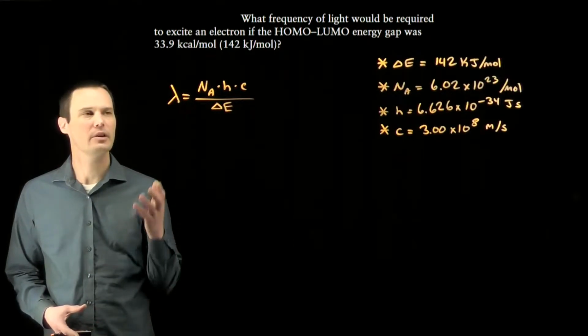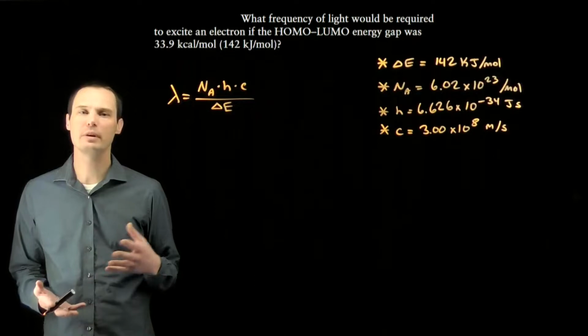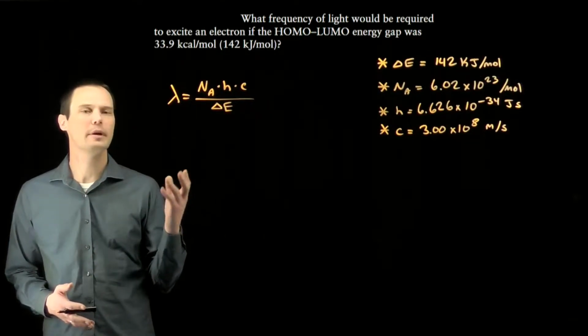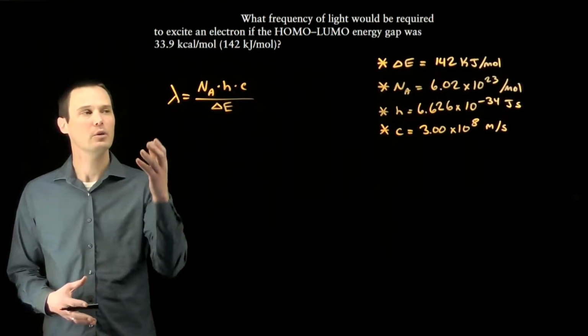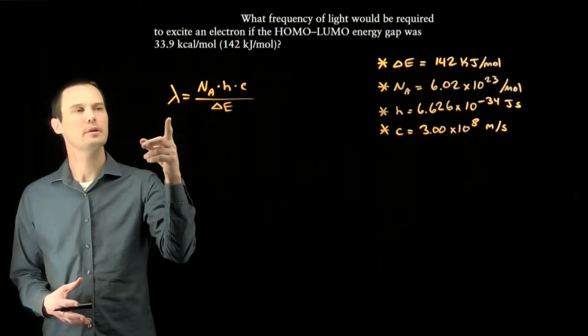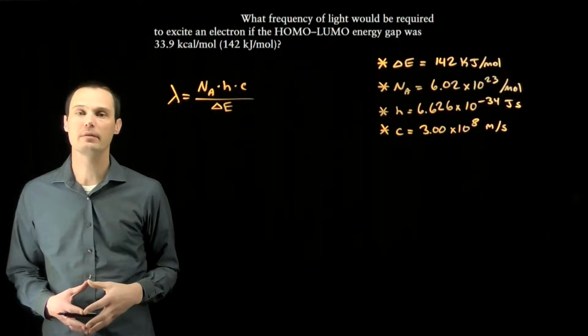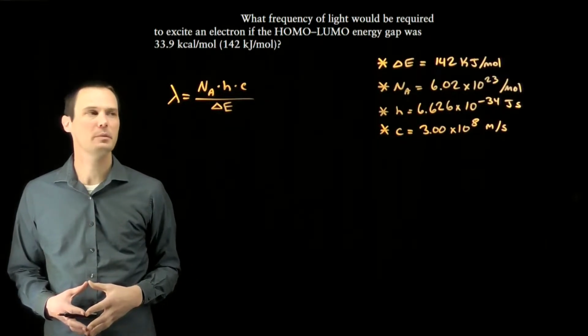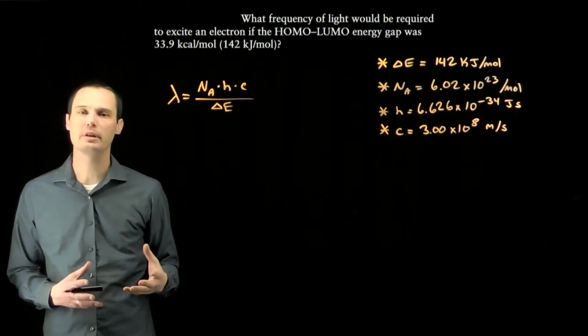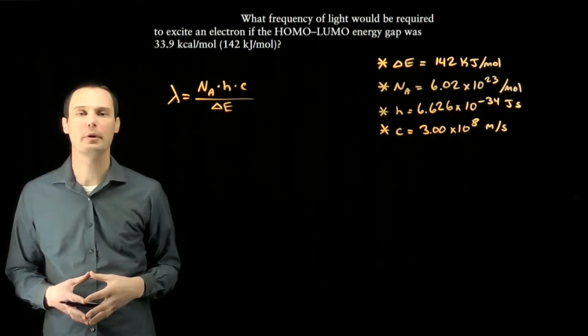This assessment asks us to calculate the frequency of light that would be needed to excite an electron if a HOMO-LUMO gap is 142 kilojoules per mole. Our equation for this is here. Lambda is the wavelength of light needed, and that is equal to Avogadro's number times Planck's constant times the speed of light divided by delta E, where delta E is the energy of the HOMO-LUMO gap.